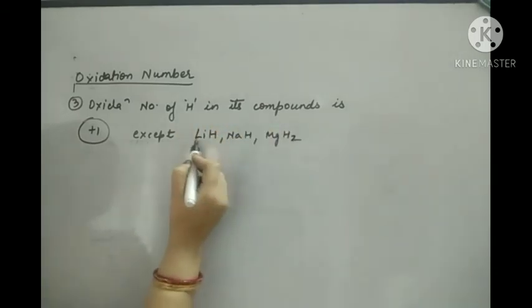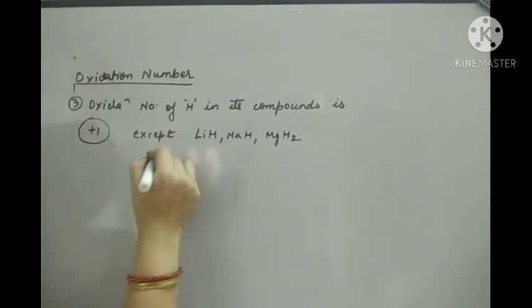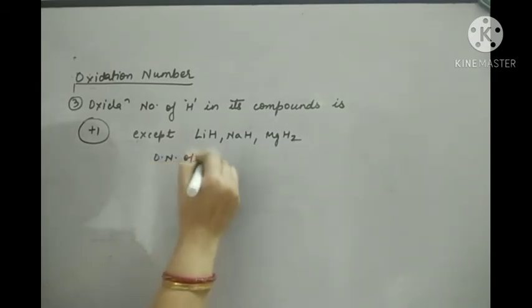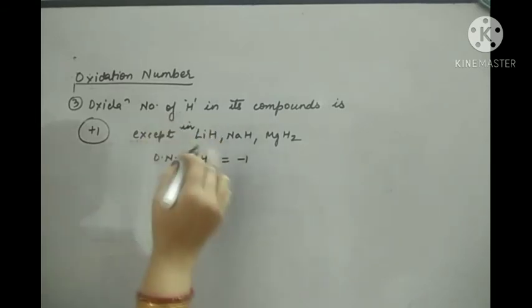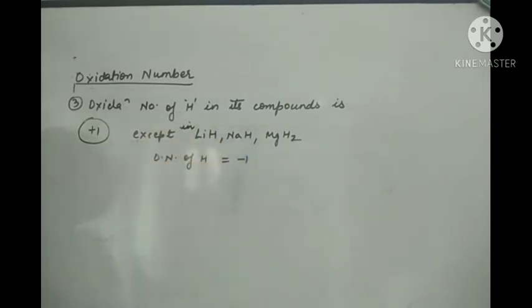Now here the metal is more metallic as compared to hydrogen. What is the oxidation number of hydrogen? It is -1. So in the compounds with alkali metals, lithium, sodium, magnesium, they are alkali and alkaline earth metals.